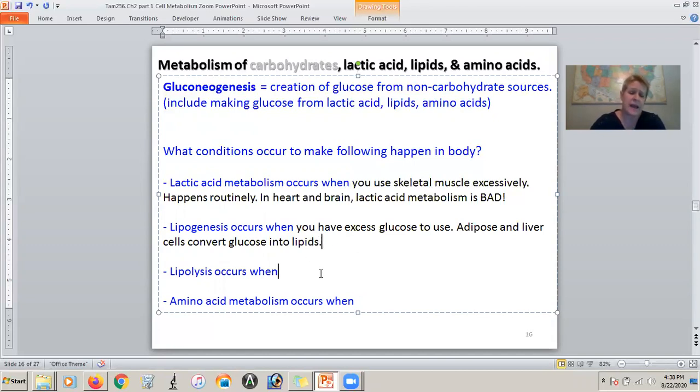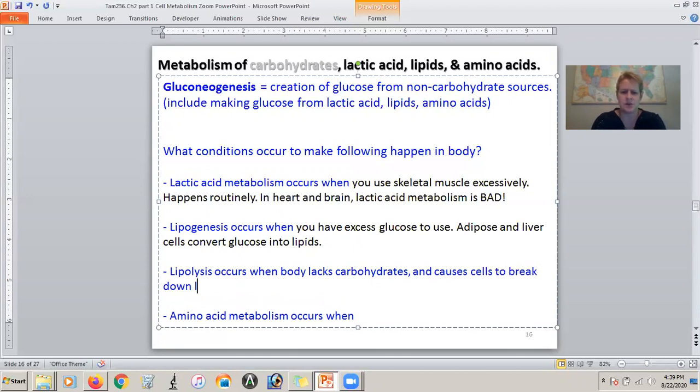So if you are lacking energy, if you run out of carbohydrates, lipolysis occurs when the body lacks carbohydrates and causes cells to break down lipids for energy.